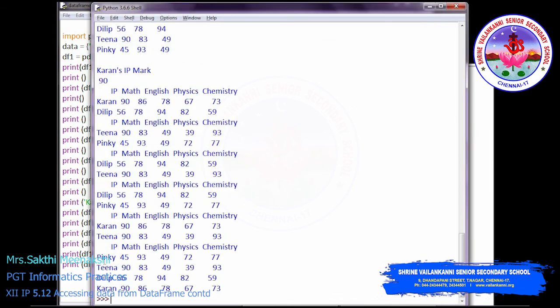So the last one, ::-1, that is the negative index. So with the negative index we step back from the last one. So which one is the last record we have? Pinky is the last record, so that will be fetched first, and then Tina and then Dilip, and the last one will be Karan's record.